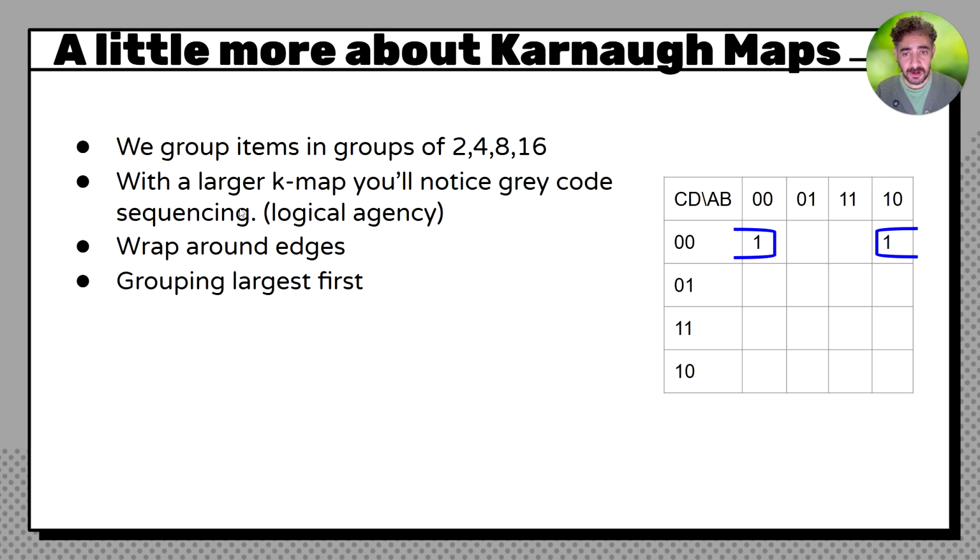With a larger Karnaugh map, you'll notice what's known as Gray code sequencing. You wouldn't have seen it on the smaller Karnaugh map, but we count up in binary. So we go 0, 1, but at this point, rather than going to 2, we go to 1, 1, so we go to 3, and then we have 2 here. And the reason we do that is because with Gray code sequencing, we're trying to make sure that only one digit changes at once.